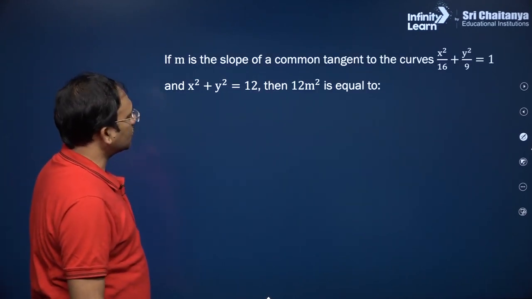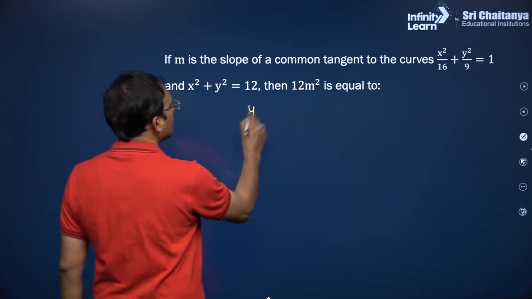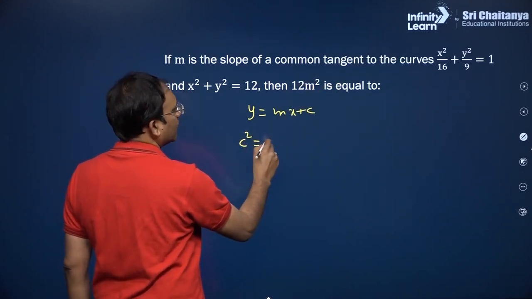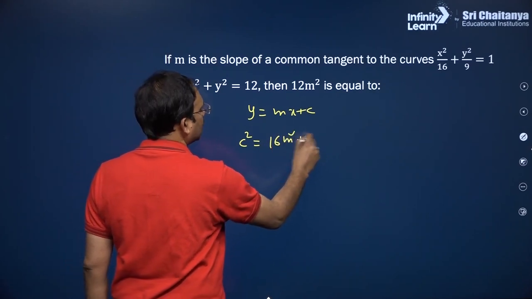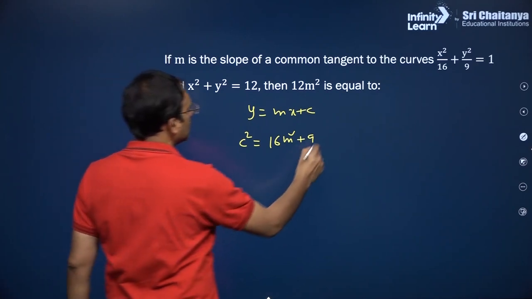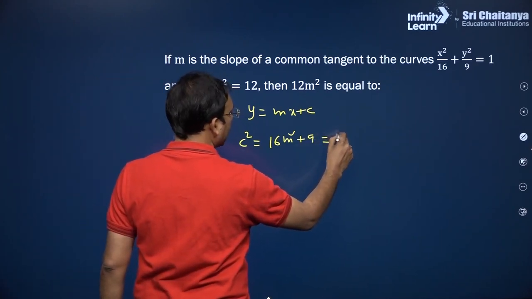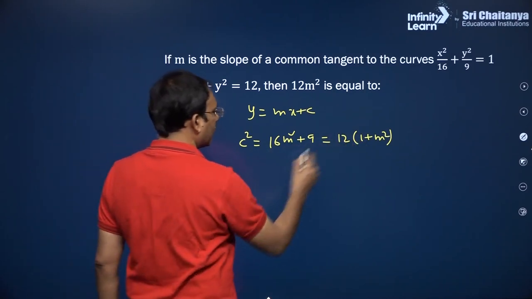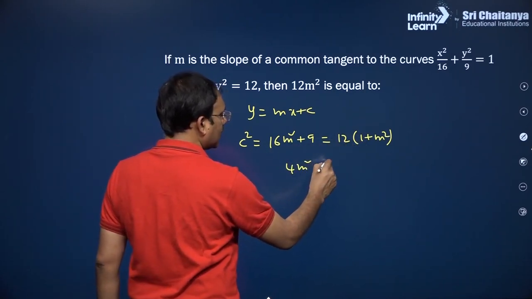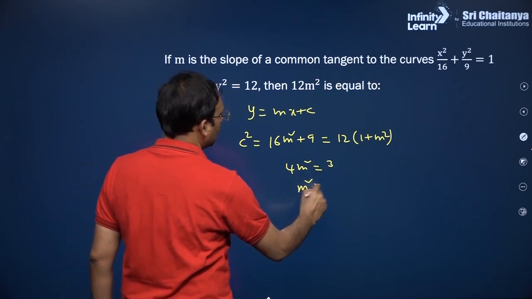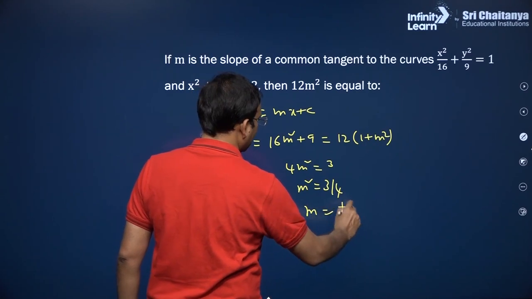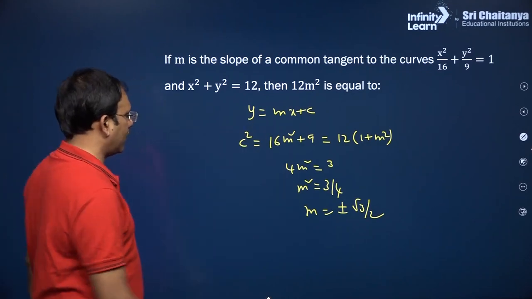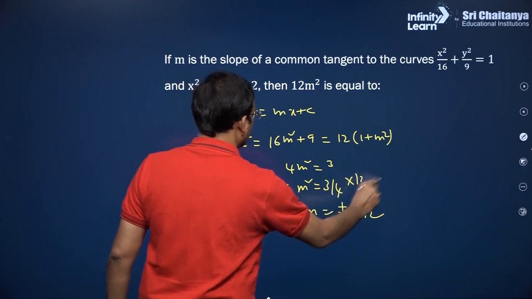Next, my dear friends, m is the slope of the common tangent to the curve. Suppose, friends, y is equal to mx plus c is the tangent to both the curves. Since it is tangent to the ellipse, c square is equal to a square m square plus b square. Since it is tangent to the circle, c square is equal to a square into 1 plus m square. This must happen. 16m square minus 12m square is 4m square, 12 minus 9 is 3. So he wants m square is equal to 3 by 4. So m must be plus or minus root 3 by 2. Okay. Of course, he wants 12m square, which is 9, my dear friends. Multiply both sides with the 12 here, so which is going to be 9.